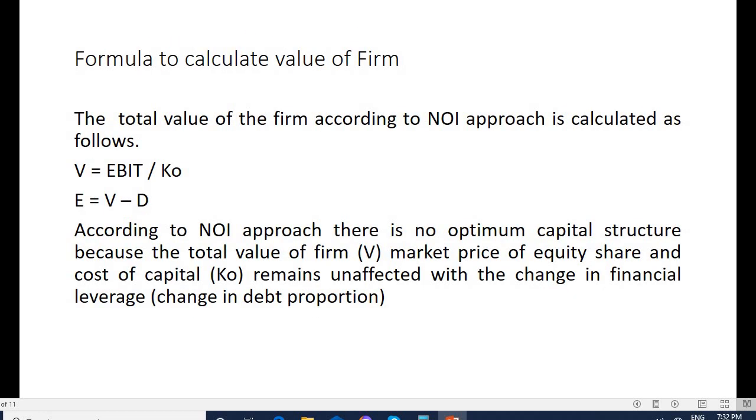The formula to calculate the value of the firm in the net operating income approach is EBIT divided by Ko. EBIT means earnings before interest and tax, divided by the overall cost of capital, so we get the value of the firm. Now to calculate the value of equity, it is a residual value as we said: value of equity is value of the firm minus value of debenture. So according to the NOI approach, there is no optimum capital structure, because the total value of the firm, market price of equity share and cost of capital remain unaffected by a change in financial leverage, that is, a change in debt proportion.